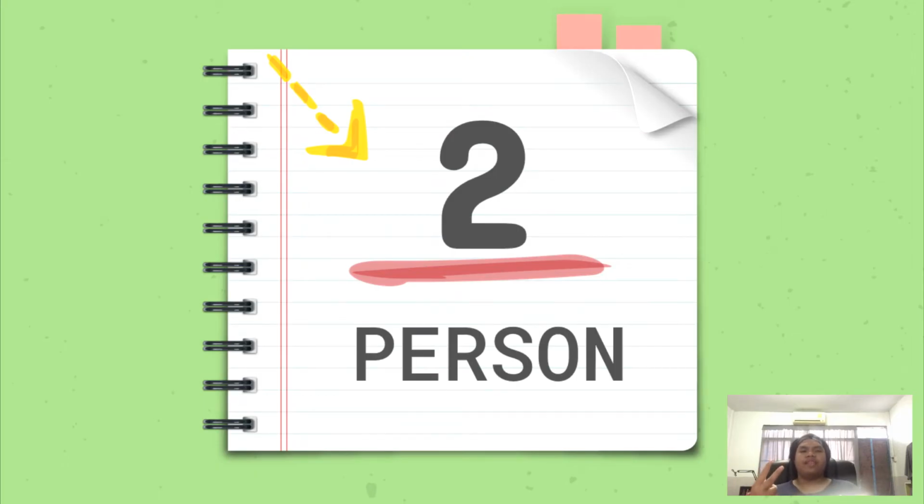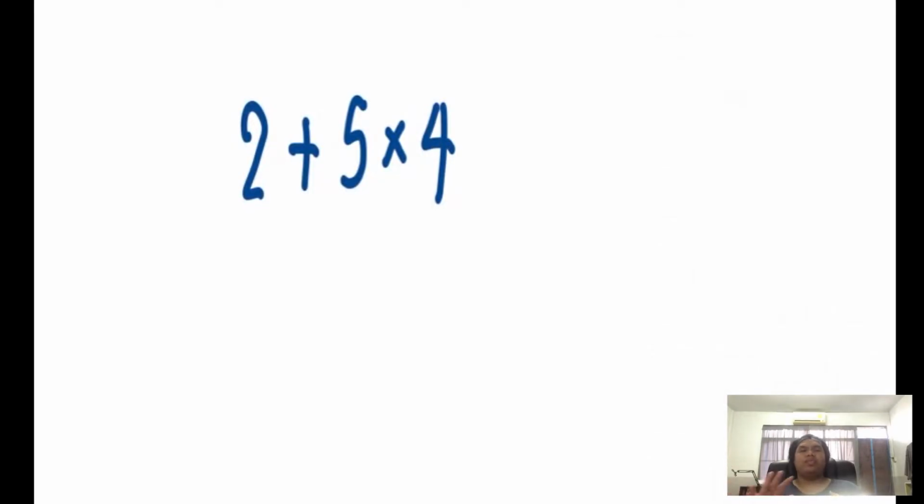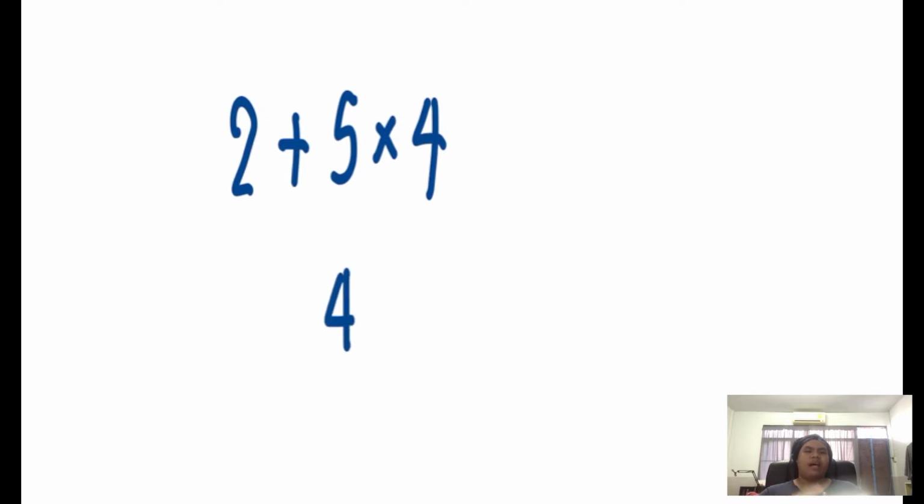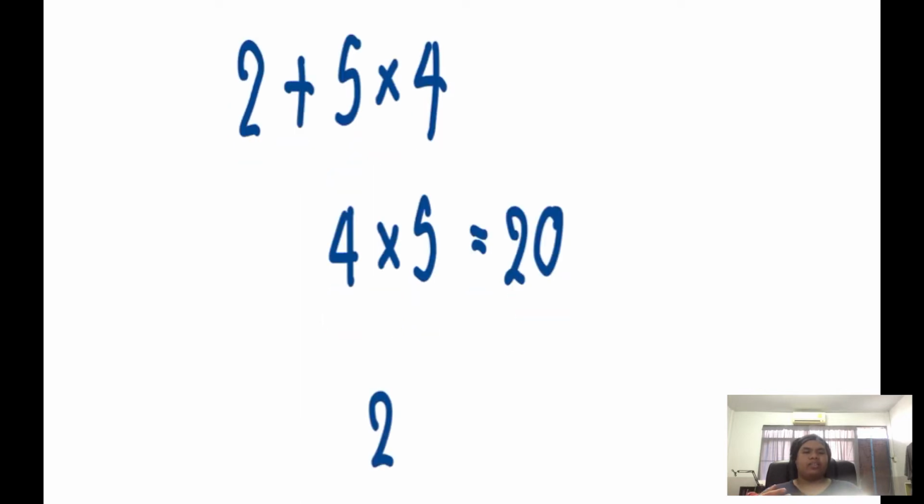Second person: I will not copy your answer, first person, because I need the correct answer. And I like to multiply, so I do that first. Let's see, 4 multiplied by 5 equals 20, and I add 2 to get 22 as the final answer.